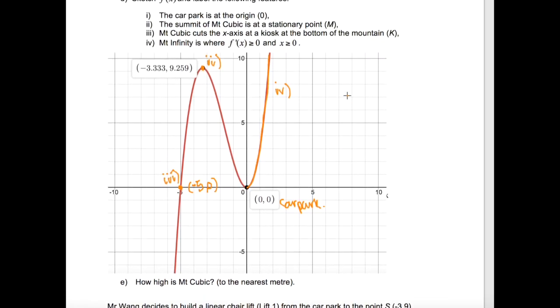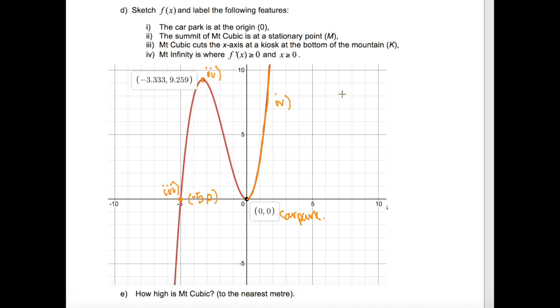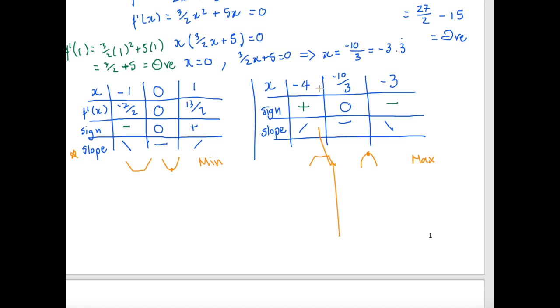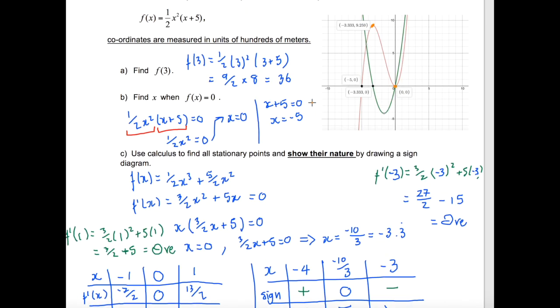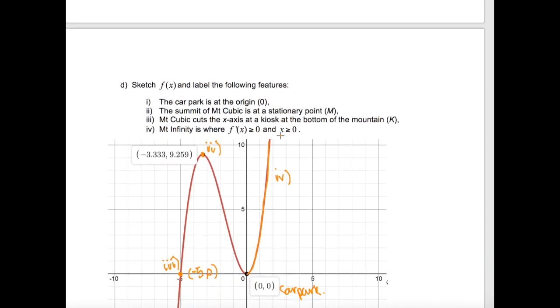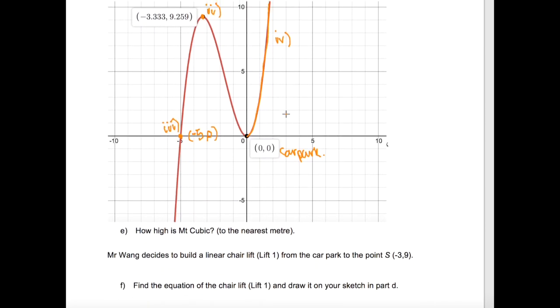How high is Mount Cubic to the nearest meter? Okay, well, we have to remember earlier in the question, it said coordinates are measured in units of hundreds of meters. So Mount Cubic must be, well, it's 9.259 units on here, but that has to be in hundreds of meters. So it has to be 926 meters.